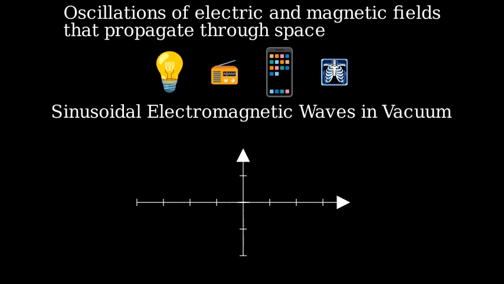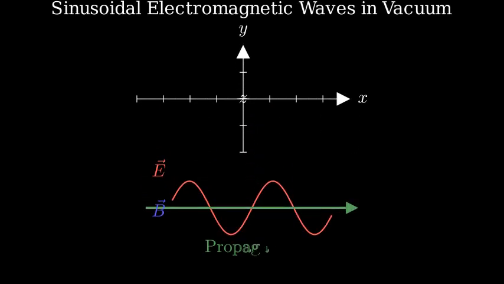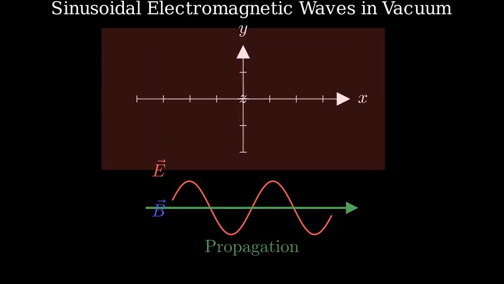Imagine a coordinate system where the wave travels along the x-axis. For a wave traveling in the positive x direction, the electric field oscillates along the y-axis, while the magnetic field oscillates along the z-axis. Notice that the electric field, magnetic field, and the direction of propagation are all perpendicular to each other. Now, let's look at the mathematical description of these waves.